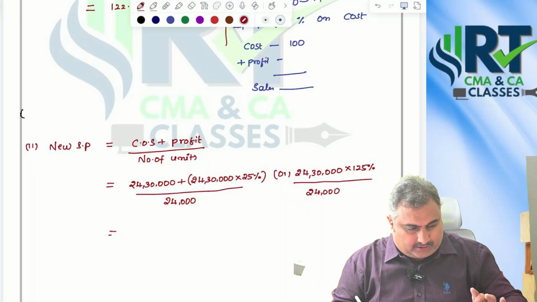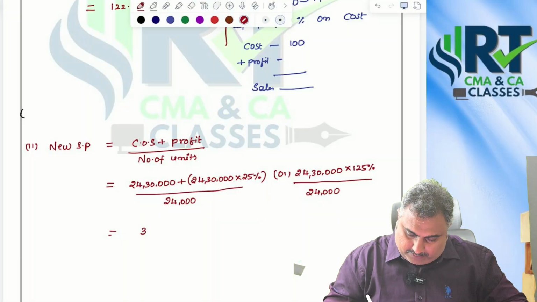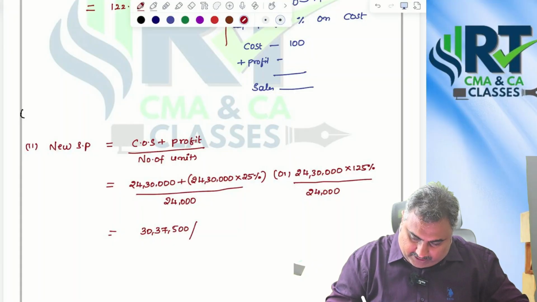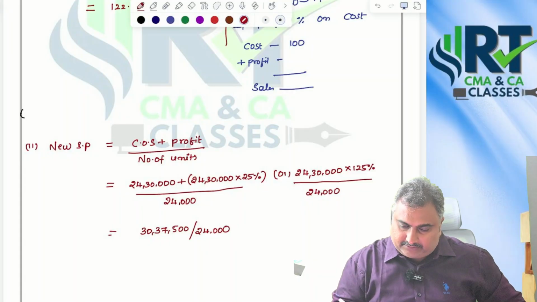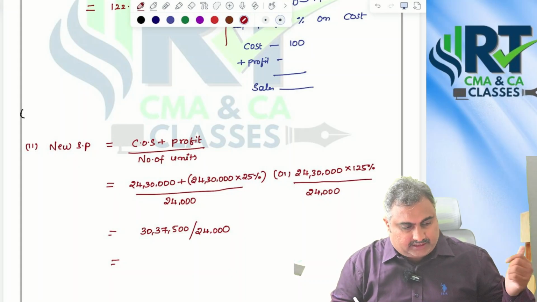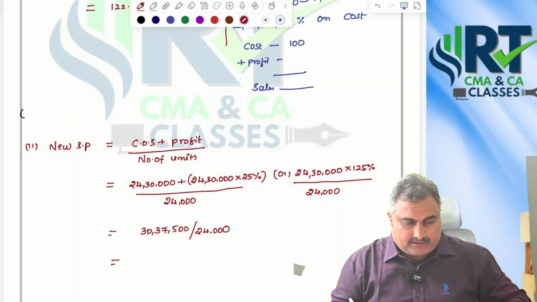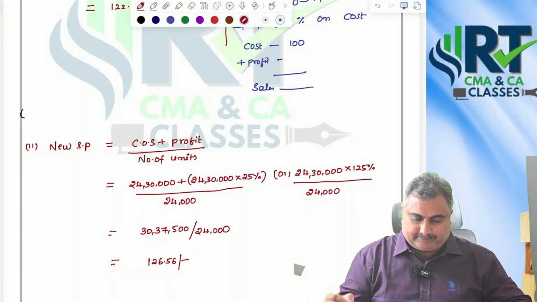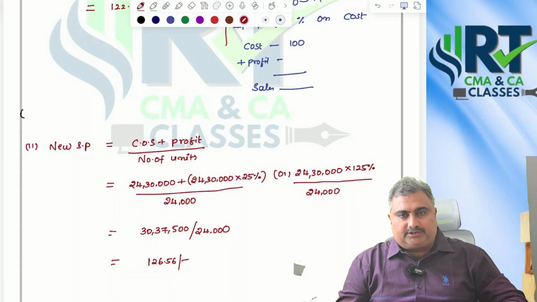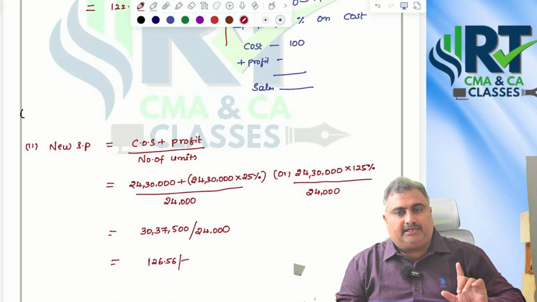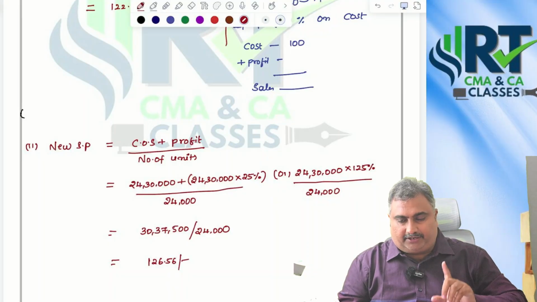That is equal to 24,30,000 into 125%. We are getting 30,37,500 divided by 24,000 units. That is equal to 126.56. This will be our new selling price if you are expecting the same rate of profit.